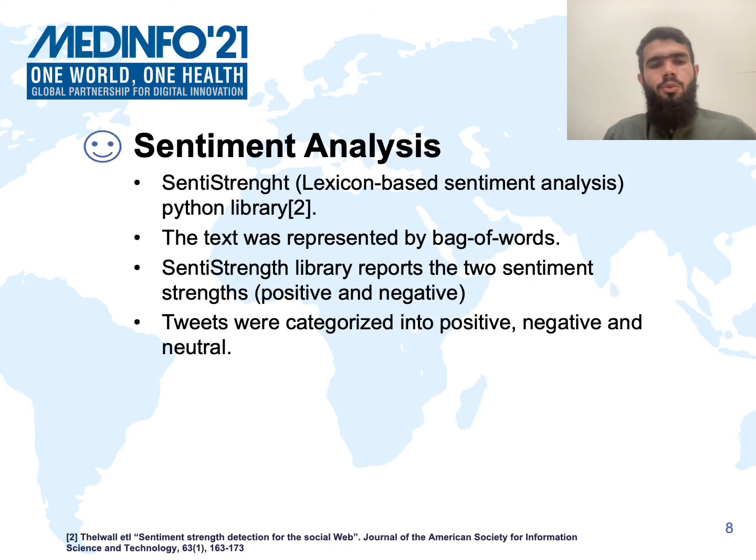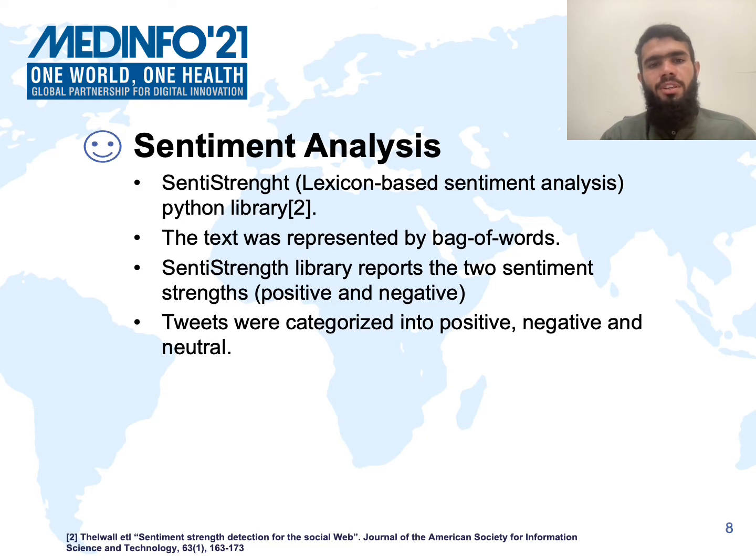In order to find the sentiment of the text, we use the SentiStrength lexicon-based sentiment analysis Python library. In this library, the text is represented by a bag of words and a predefined dictionary. Each word's value is replaced by a numerical value, and then finally SentiStrength combines the values and finds the sentiment.